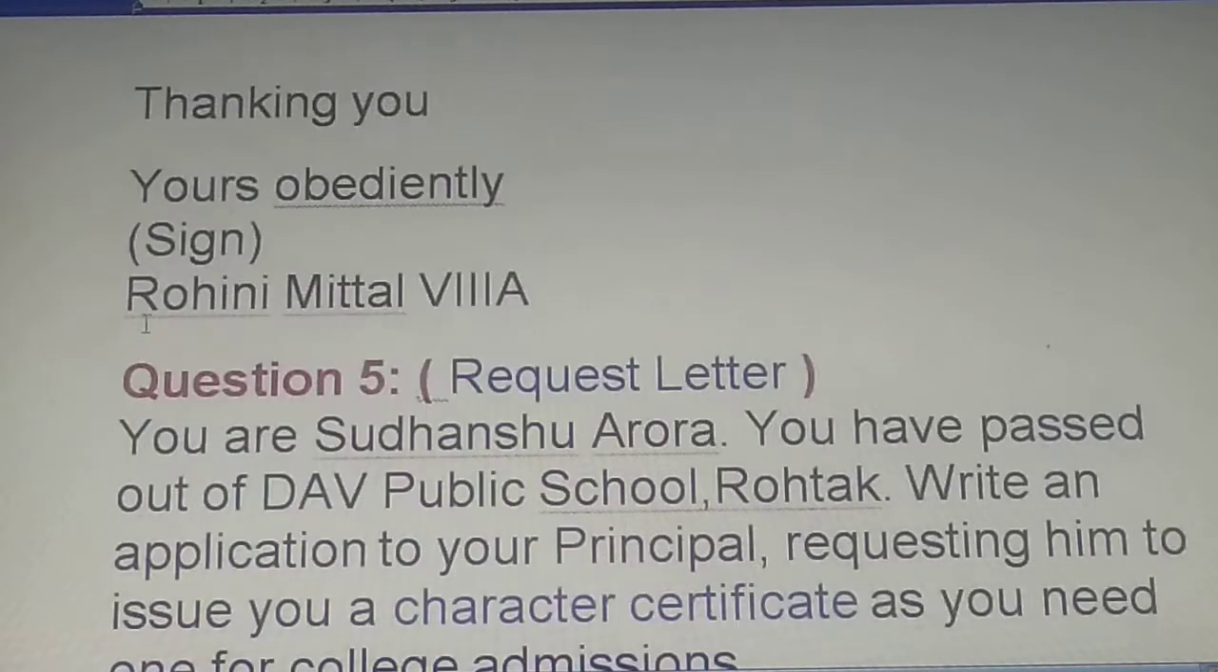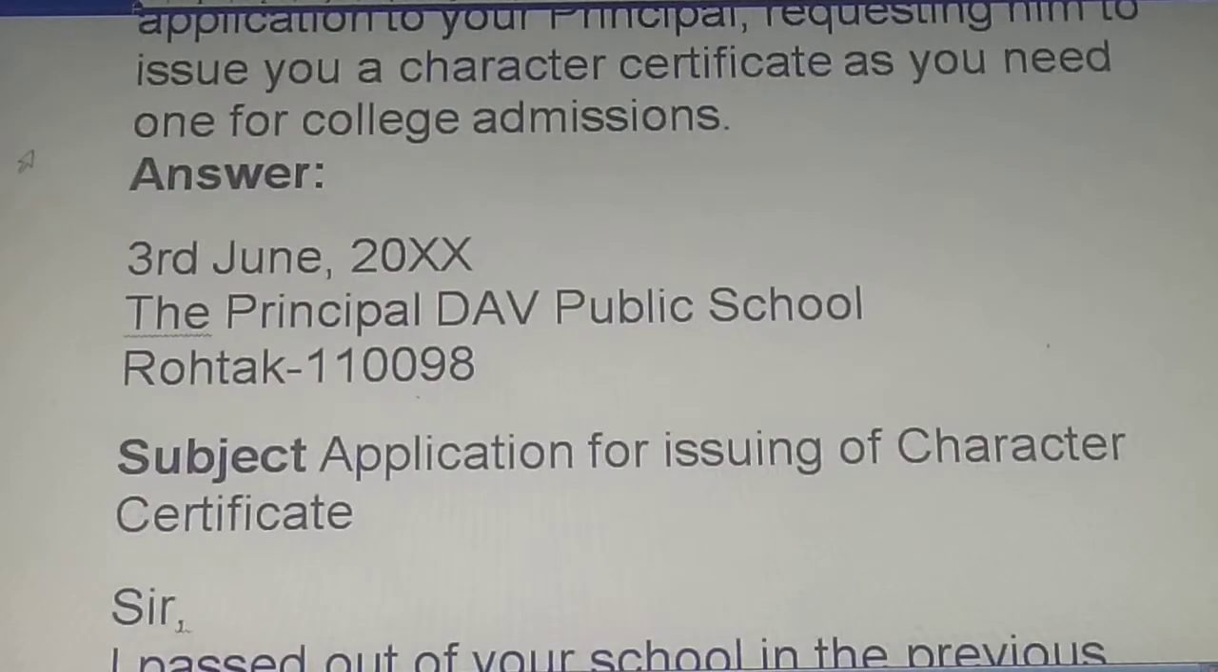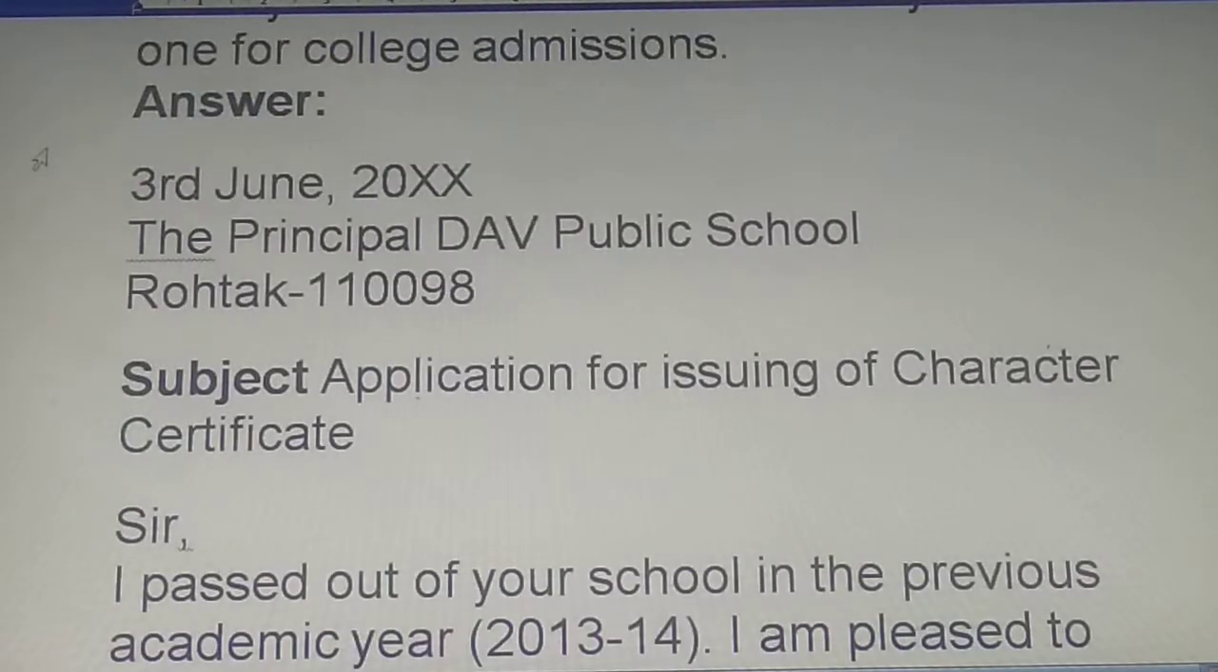Then, the next one is a request letter. You are Sudhanshu Arora. You have passed out of DAV Public School, Rohtak. Write an application to your principal requesting him to issue you a character certificate, as you need one for college admissions. So, this is the format. Have a look at it.